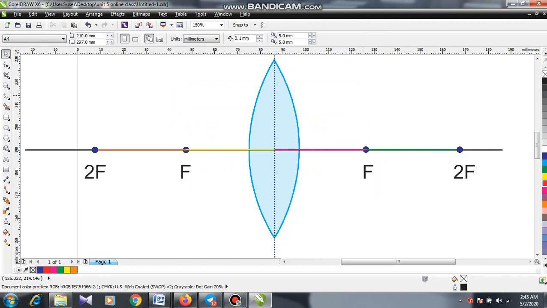Understood? So there are 4 positions from the lens. What are the things you have to see here? There is F, 2F on the right side, at equal distance from each other, and on the left side there is F and 2F.